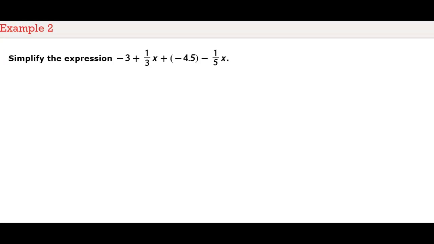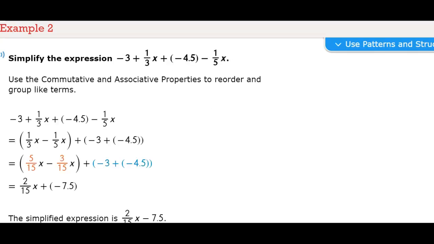Simplify the expression -3 plus 1/3 times x plus -4 5/10 minus 1/5 times x. Use the commutative and associative property to reorder and group like terms. You look at the values with an x, the variable x, and combine those together. And then the numbers are like terms, so those are combined together. So then you evaluate them. When you are adding and subtracting fractions, your denominators have to be the same. So they have written equivalent fractions for each one so that the denominators are both the same.